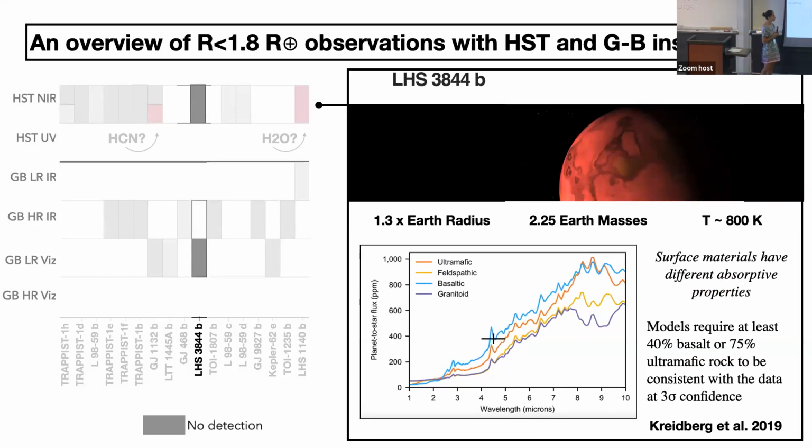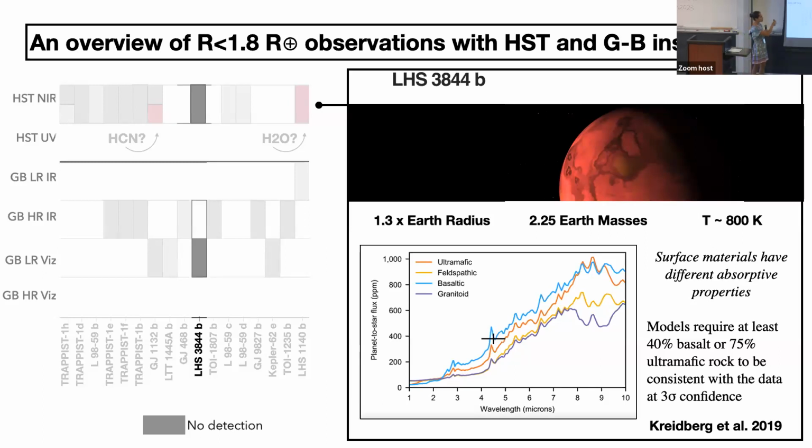And so the other interesting piece of information that you get from this observation is this specific temperature measurement. And the interesting thing about this is surface materials themselves on these planetary spectra have different absorptive properties. And so by measuring the temperature that you're looking at compared with what you would expect from different surface emission spectra, you can actually start to make inferences about what you think the planet's surface composition is.